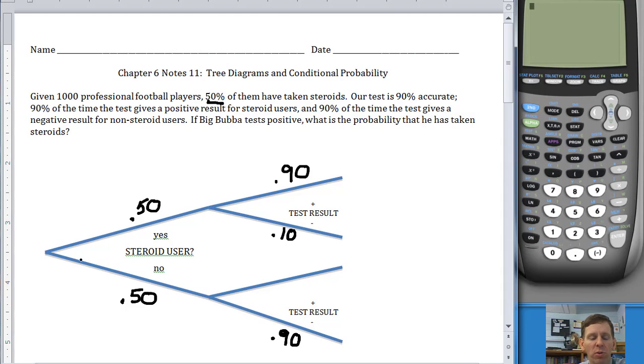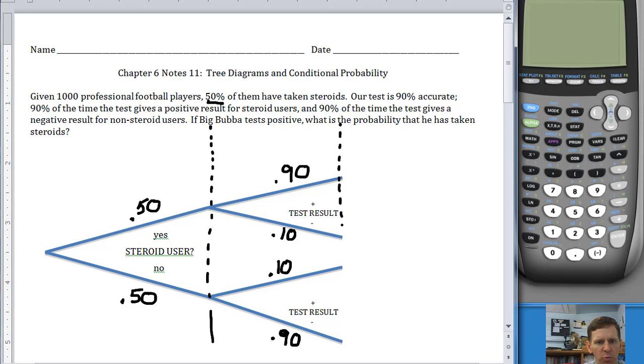On the other hand, worst case scenario would be players not taking steroids and the test says they are, and that should happen 10% of the time. So you can see 10% of the time the test does not match what actually happened. If you're a user, 10% of the time it says you're not. If you're not a user, 10% of the time it says you are. These values that are in the second set of branches right here are considered to be conditional probabilities.